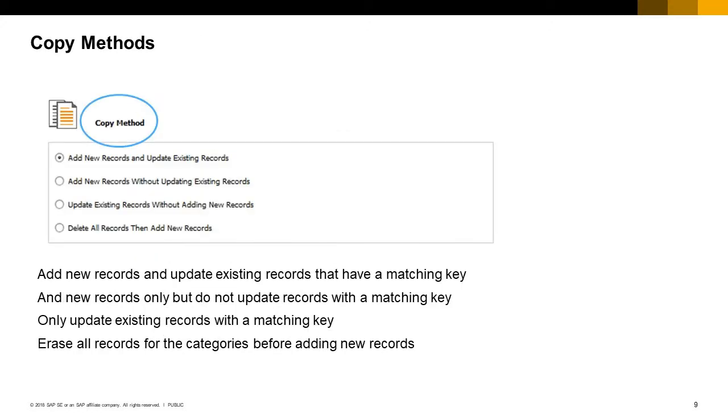The copy method works as follows. Add new records and update existing records that have a matching key. Add new records but not update records with matching keys. Only update existing records with matching keys without adding new records. Erase all existing records for the categories in the target database before adding new records.